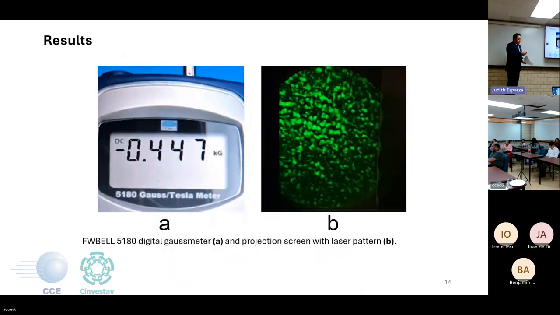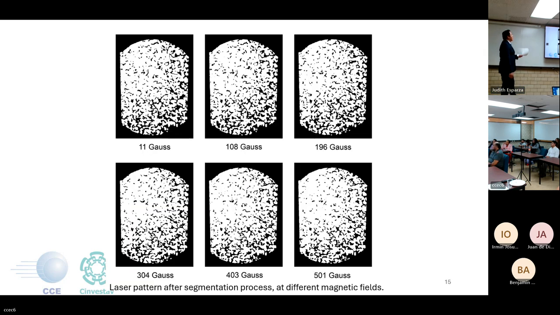To analyze these images, we selected the segmentation process, which consists of converting the color images to black and white to make measurements. Here we can see these 6 measurements obtained from the laser patterns, in increments of 100 Gauss. It's important to notice at this point that the white areas are increasing.